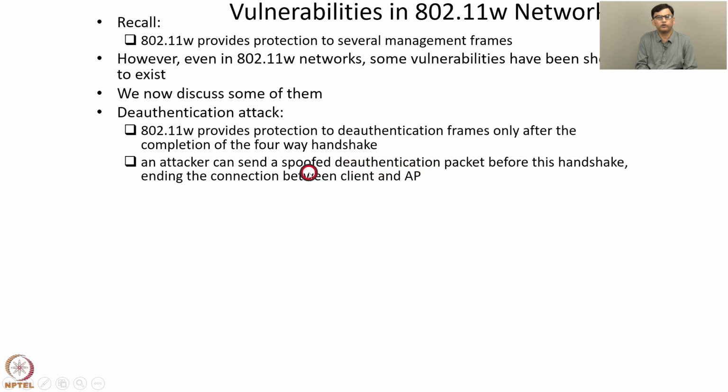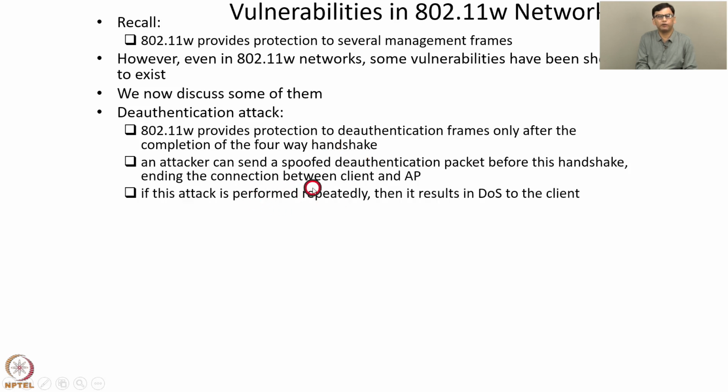So suppose the client and access point have authenticated and they have associated. At this point, the attacker can send a spoofed deauthentication packet, and that will end the connection between the client and access point. The client will have to authenticate again and then associate again with the access point, and then complete the four-way handshake. So this is an example of the deauthentication attack.